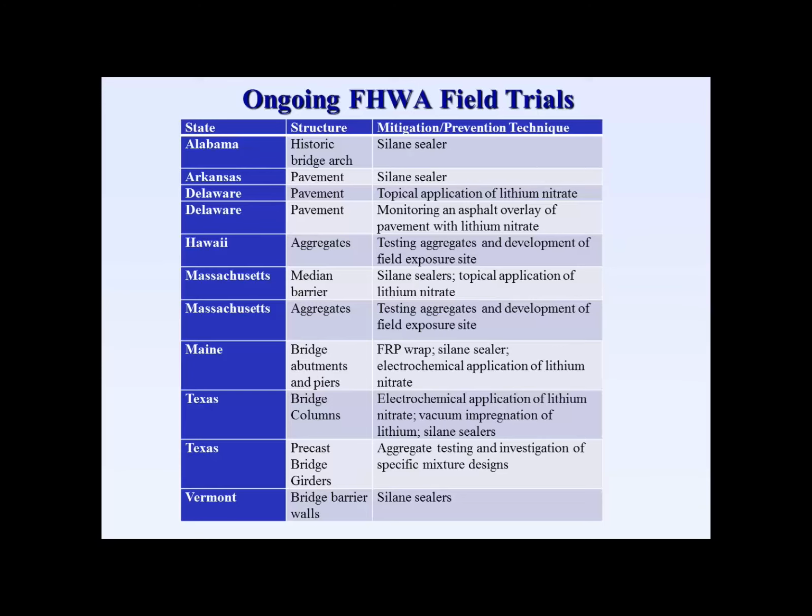On the slide here, you see the various field trials that are still ongoing in various states. And you can see here that we've covered quite a few different states. We've also covered quite a few different types of structures, from pavements to bridges to median barriers. And in addition, we've looked at a range of different mitigation or repair techniques, such as the use of silane sealers, lithium nitrate, FRP wrap for confining ASR affected columns, as well as some other methods of treating structures.